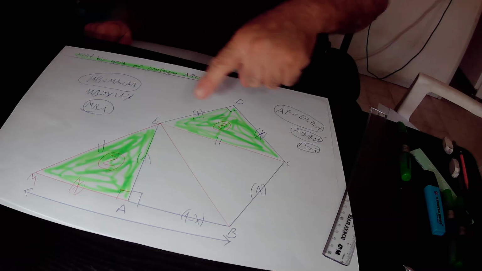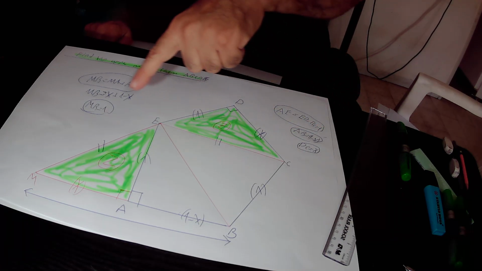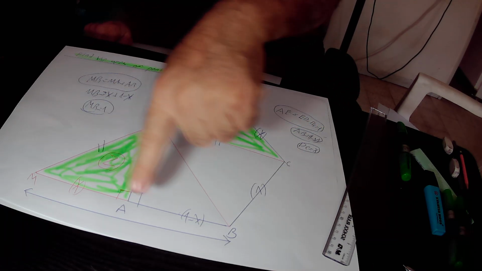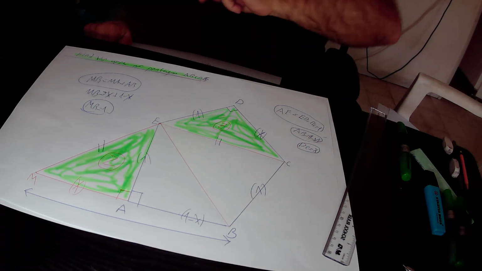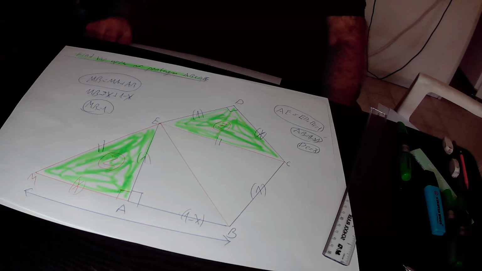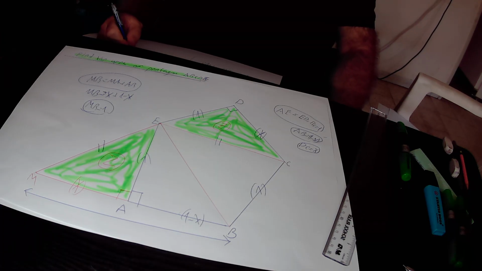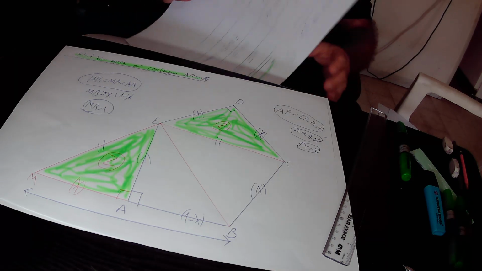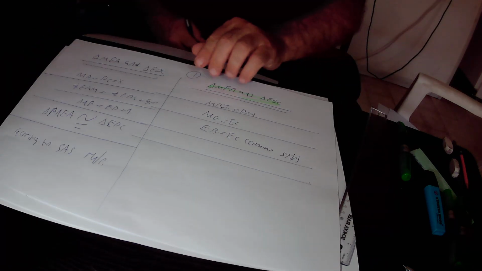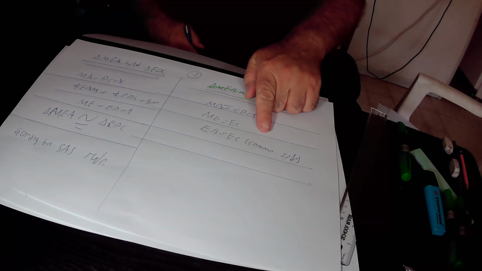And finally, EB is the common side. You can see that EB belongs to triangle EMB. It also belongs to triangle EBC. So EB is the common side that belongs to both triangles. So you can write down that EB equals itself. Again, EB equals itself as a common side that belongs to both triangles.